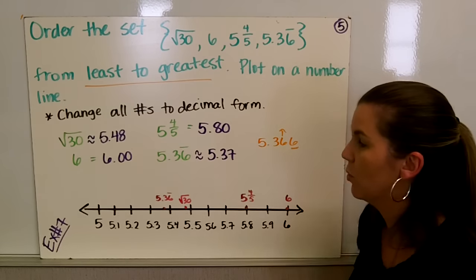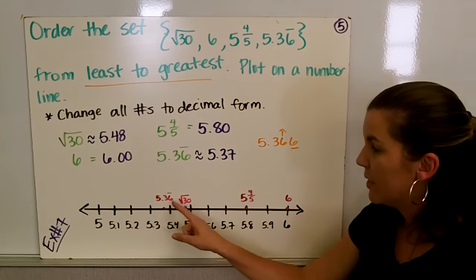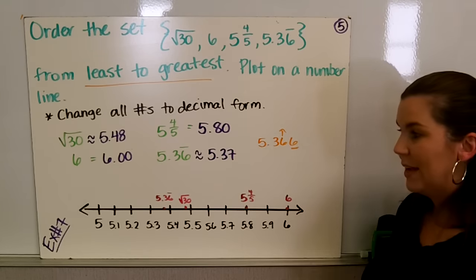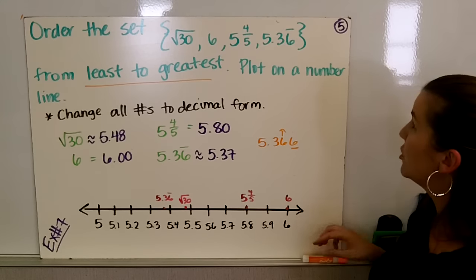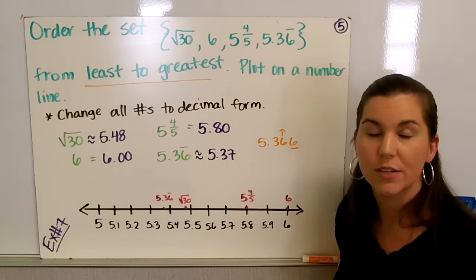And now I can put them in order from least to greatest, and I've listed them here on my number line. 5.36 with the 6 repeating, square root of 30, 5 and 4/5, and then 6. Make sure you pay attention to these questions and the order that they ask you to put it in, whether it's least to greatest or greatest to least.